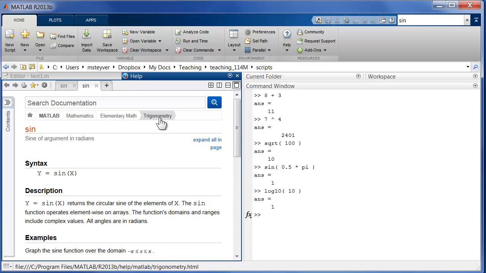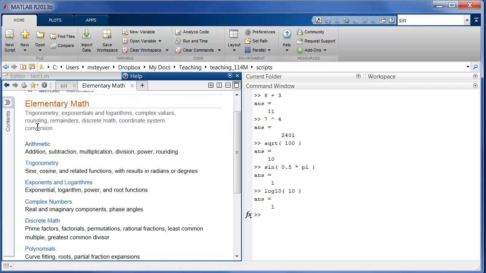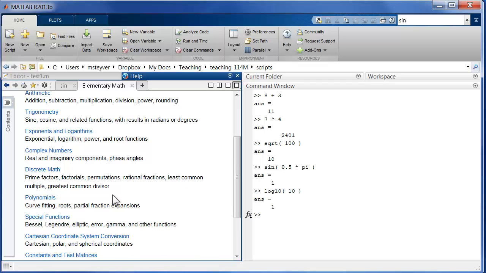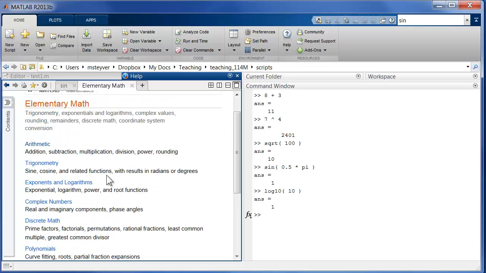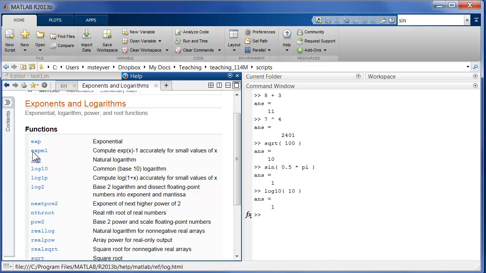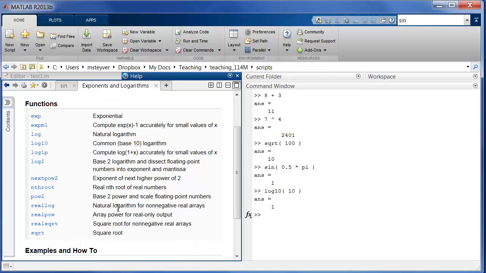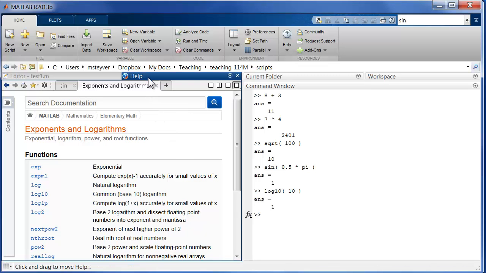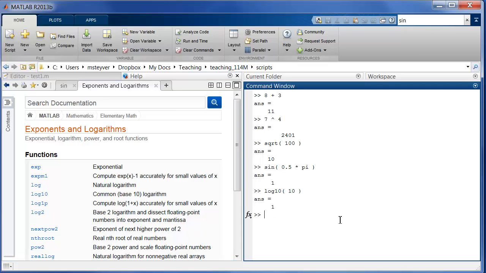And I can also browse various topics over here. So this is about trigonometry. I can go to elementary math and read about the various ways in which MATLAB deals with elementary math. So I can read about exponents and logarithms and look at the various functions that MATLAB has predefined. And I encourage you to use the help function extensively to learn what the possibilities are in MATLAB.